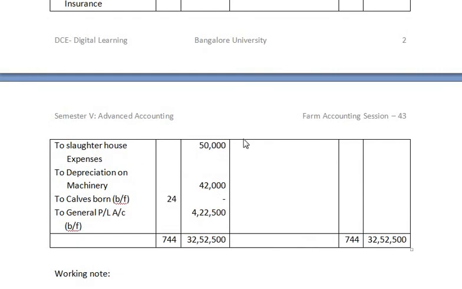So after recording all these things, the difference that we get in the amount has to be transferred to the general profit and loss account. The difference in the number column is treated as calves born.